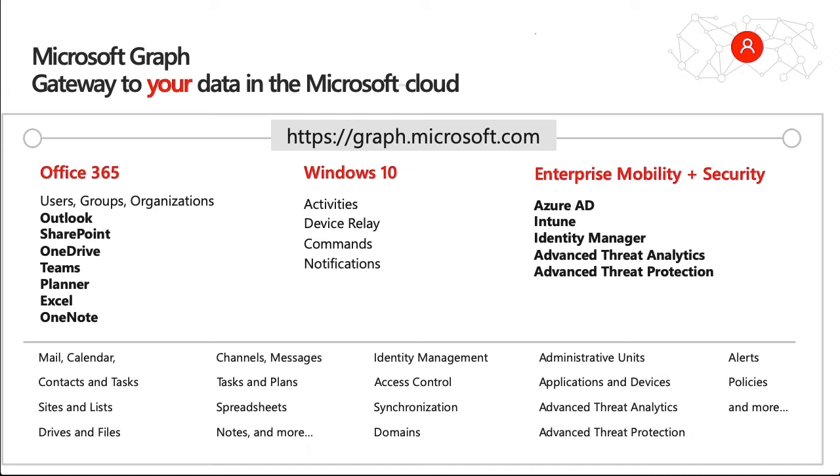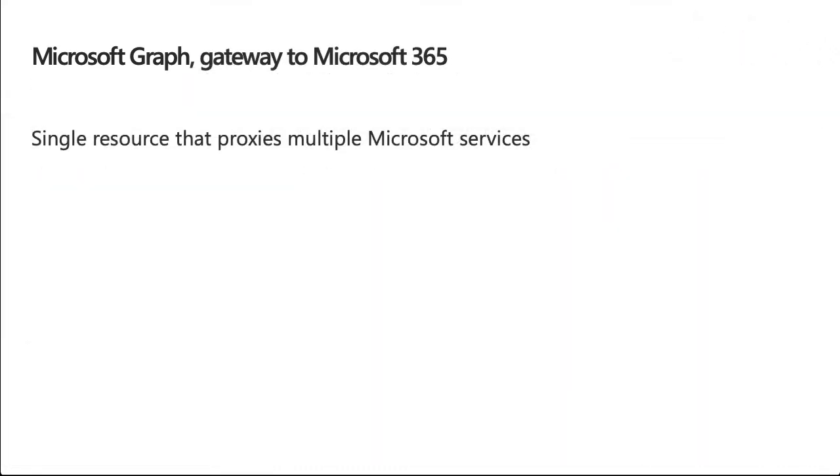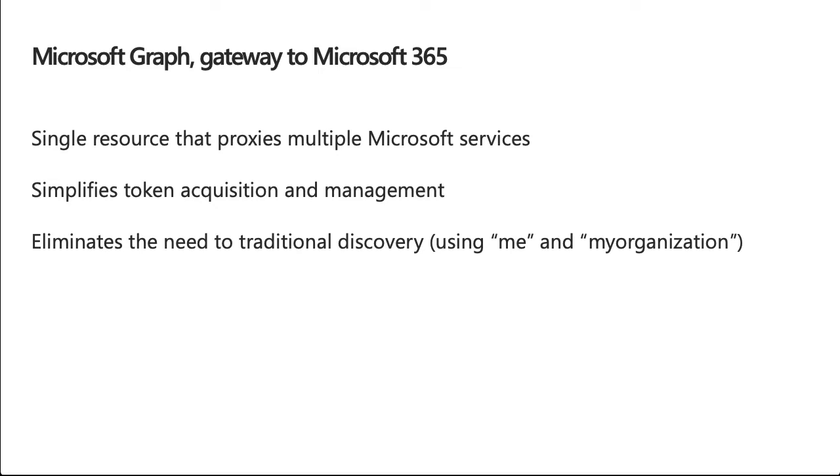Each service will still have their individual permissions or scopes, but all of these permissions are defined in a single place under the Microsoft Graph endpoint and handles the underlying calls and permission requests to each of these different endpoints. As the previous slide stated, the Microsoft Graph is your gateway to all data in Microsoft 365. It is a single resource that proxies multiple Microsoft services.